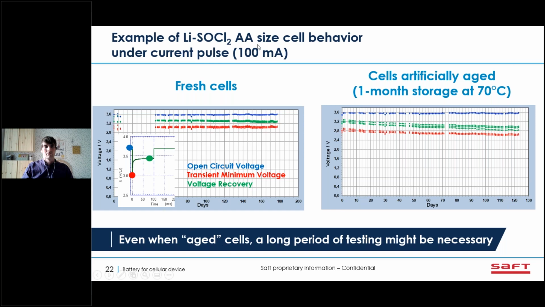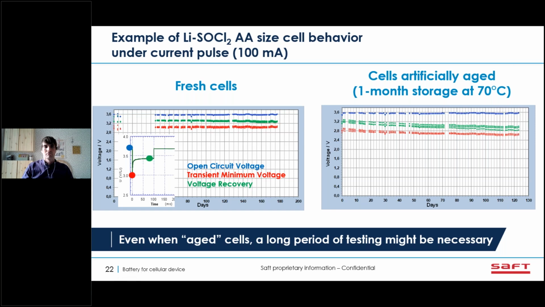On a fresh cell, on such a size of cell, you can have a quite nice voltage level. So there is no problem. If you test it only at 20 Celsius degrees on a fresh cell, you will say, oh, it will work perfectly for my device. But if I run exactly the same test on artificially aged cells, here in this example, 1 month storage at 70 Celsius degrees, I will see that even after 3 months, 4 months, I'm already at 2.5 volts.